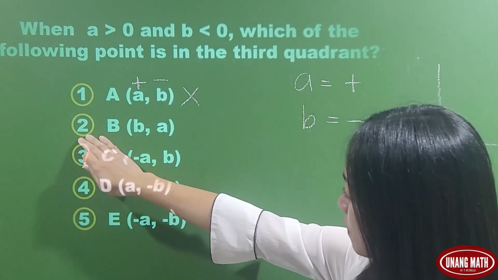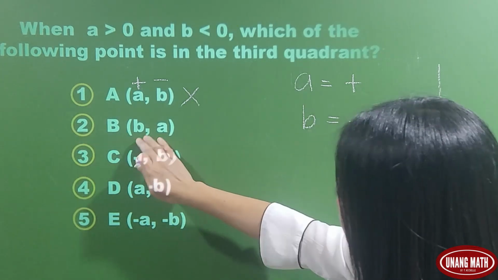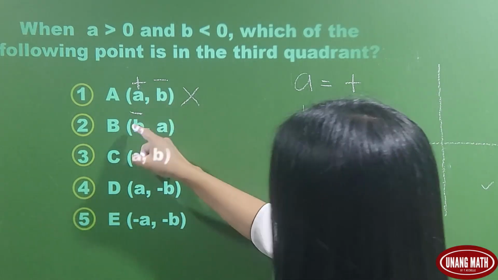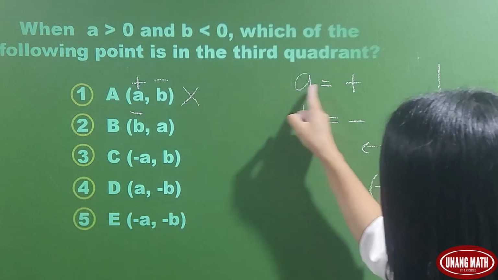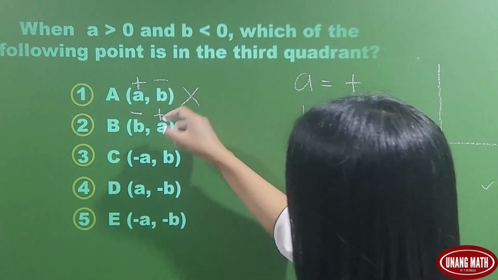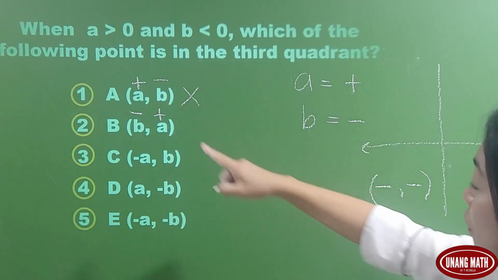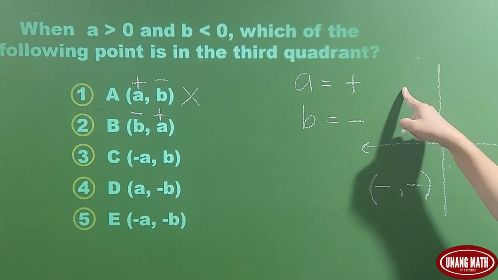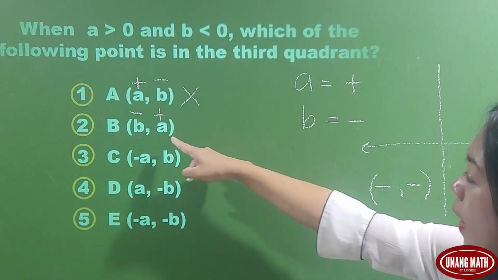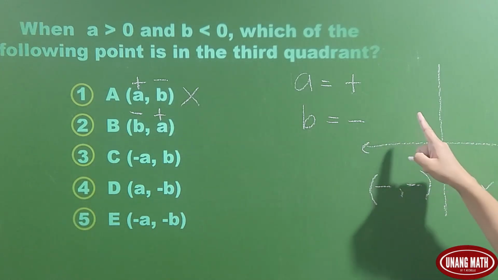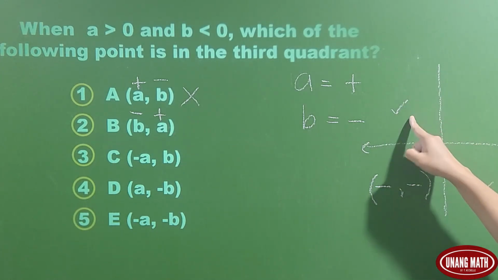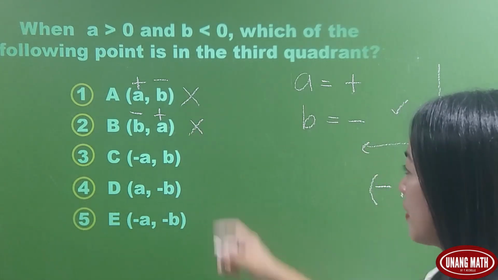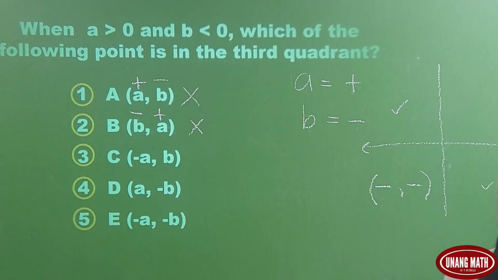What about option number 2? Point (B, A). B is negative, so it's a negative x-coordinate. A is positive, so this is a positive y-coordinate. With a negative x-coordinate, it's either the second or third quadrant. The y-coordinate is positive, so that means it's in the second quadrant. So this is also not the answer we're looking for.